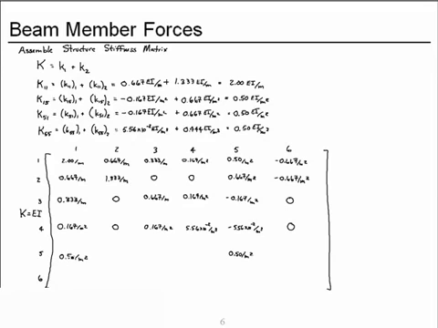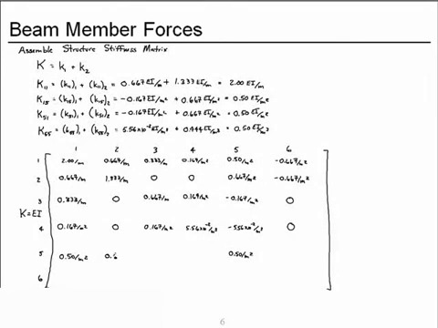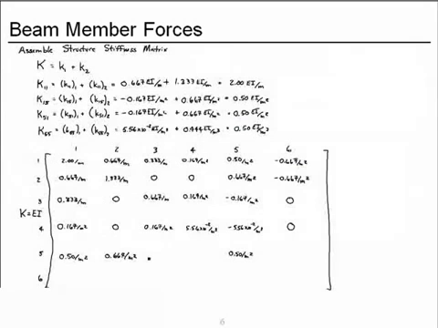Now row 5, we already pre-calculated 5,1, so 5,2 comes from member 2 and has this magnitude. 5,3 is given by this coefficient. 5,4 by this coefficient.